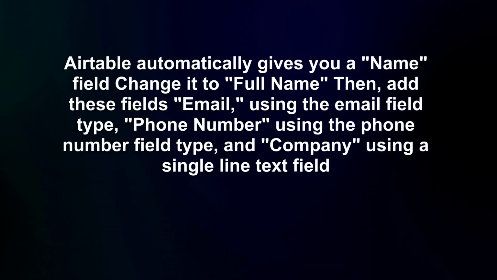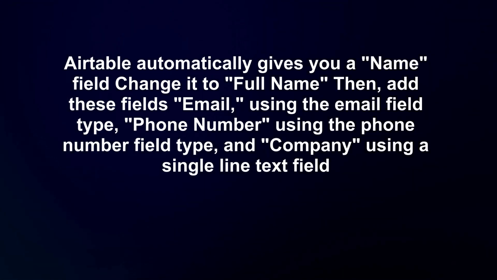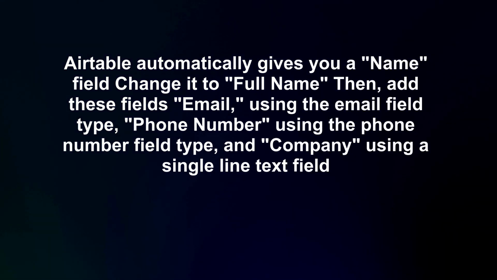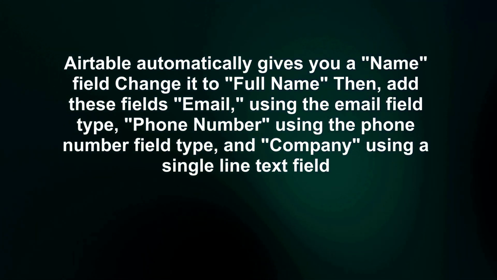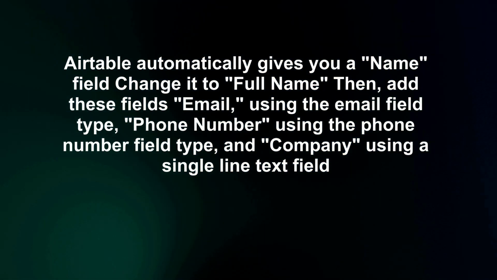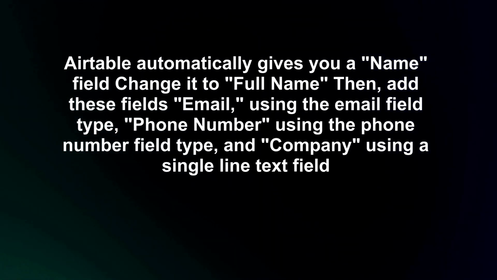Airtable automatically gives you a name field. Change it to full name, then add these fields: email, using the email field type, phone number, using the phone number field type, and company, using a single line text field.